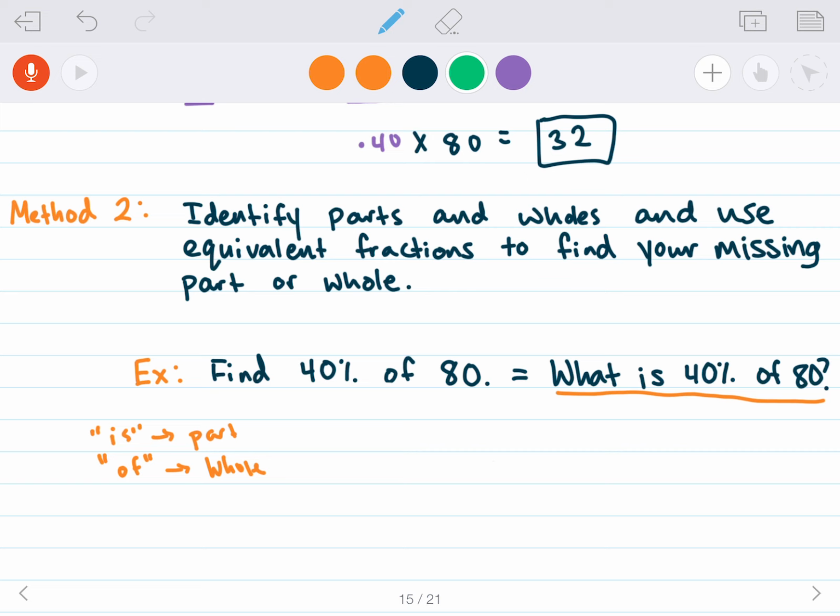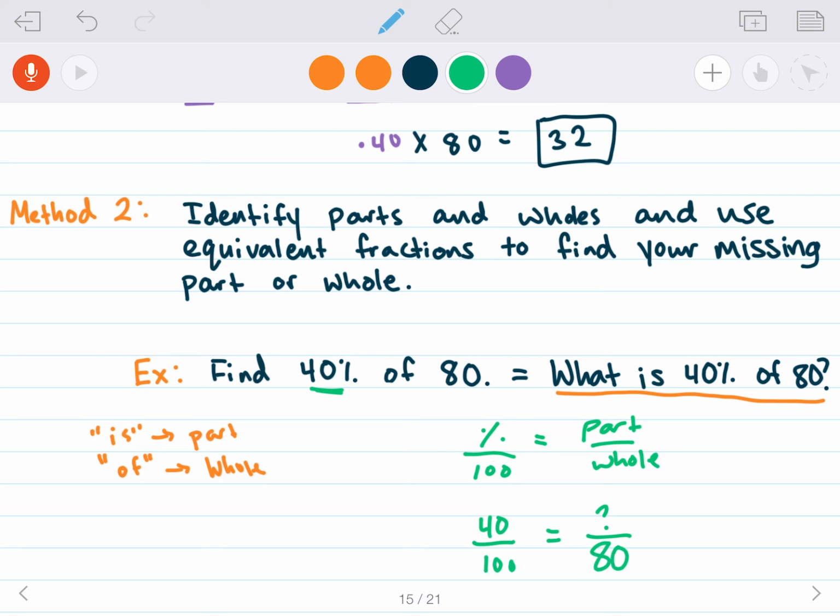And so we know that we're always going to have this setup. We're going to have the percent out of 100, so the 100 is always going to stay there, and that's going to equal the part over the whole. We know what the percent is. It's 40, so I'm just replacing the percent sign with 40, out of 100 is equal to the part. Part is associated with the word is, and we don't know what the part is, so we're going to put a question mark where the part should be, and 80 is after the word of, so that's going to be our whole.